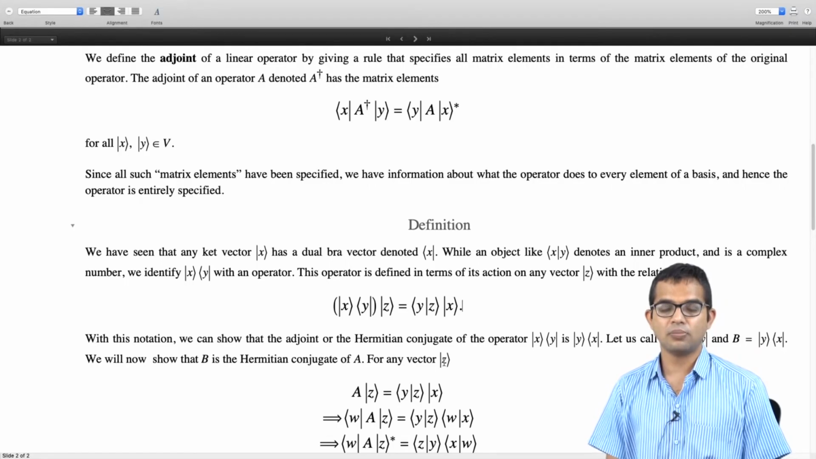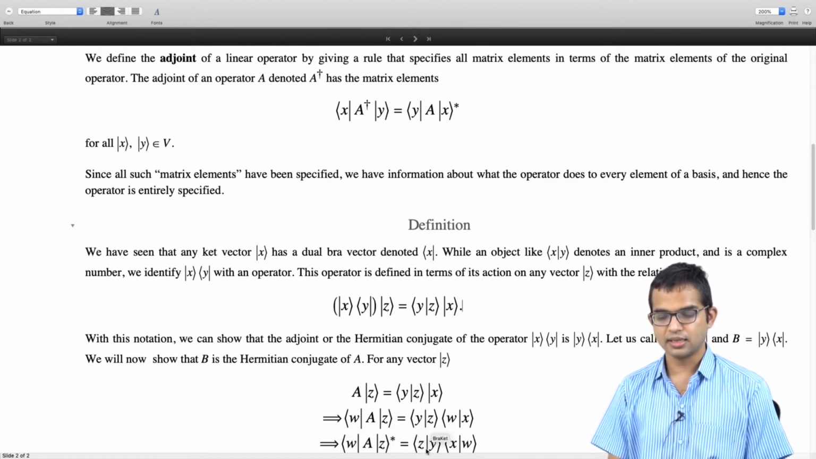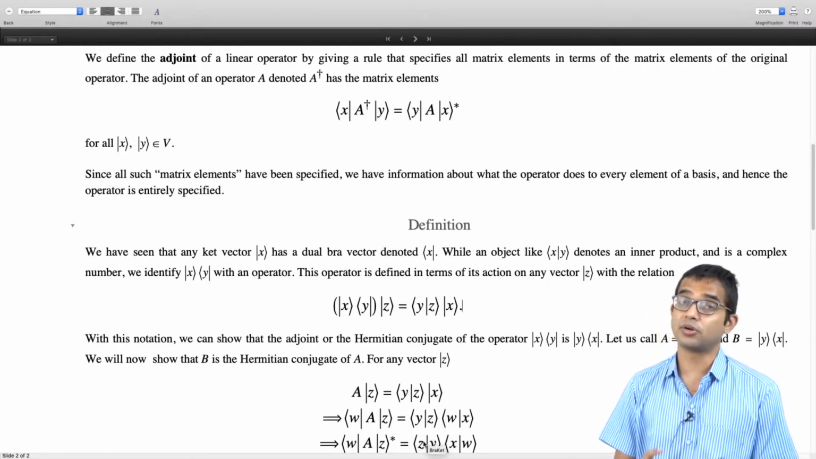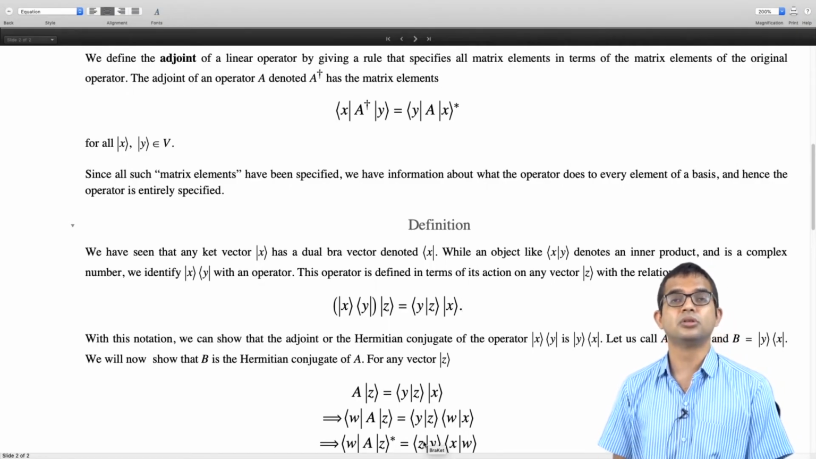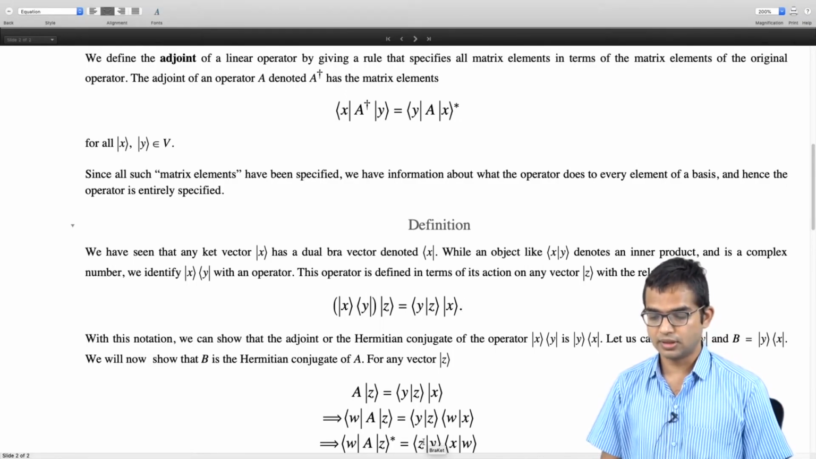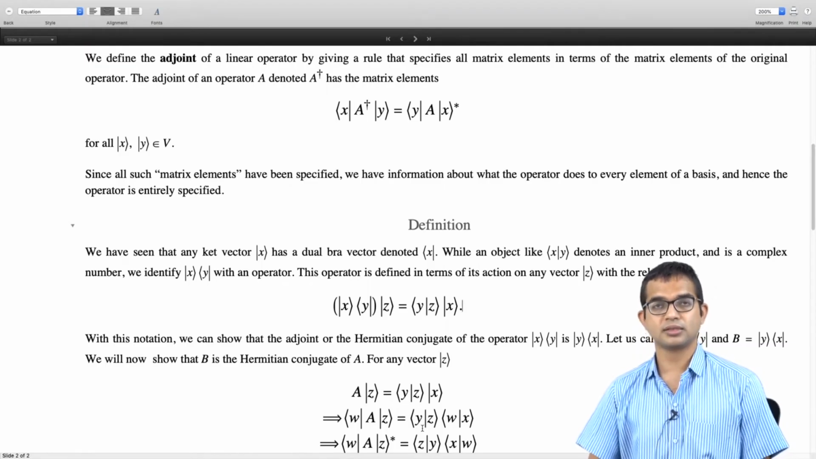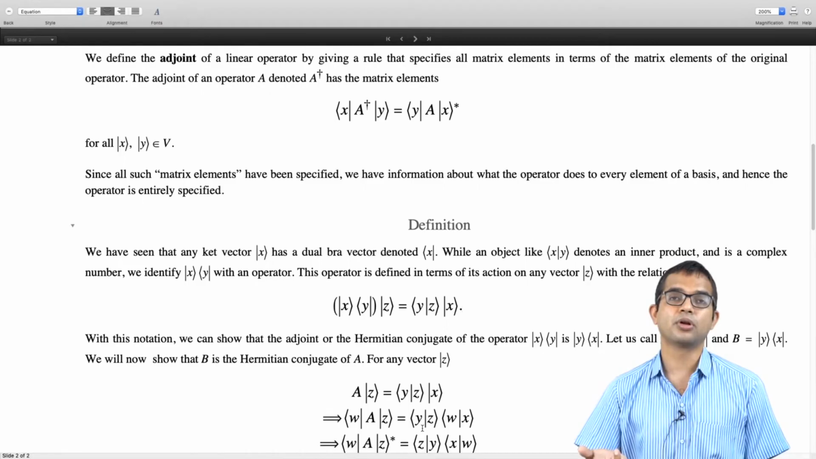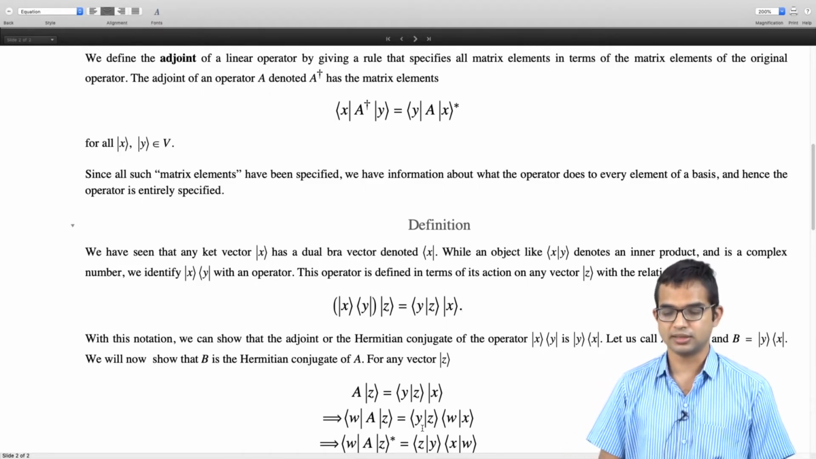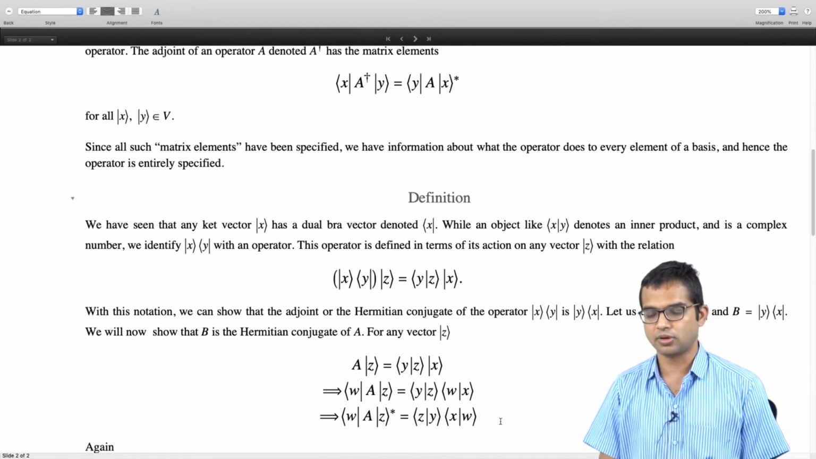Now if we take the complex conjugate of this on both sides, we see ⟨w|A|z⟩ complex conjugate is the complex conjugate of ⟨y|z⟩, which is the same as the inner product of z with y, right? This also goes back to our definition of an inner product. An inner product is meaningful if this property holds. The inner product of two vectors is equal to the complex conjugate of the inner product of the same two vectors in the opposite order, right? Likewise, ⟨w|x⟩ star is going to be ⟨x|w⟩, the inner product of x and w.